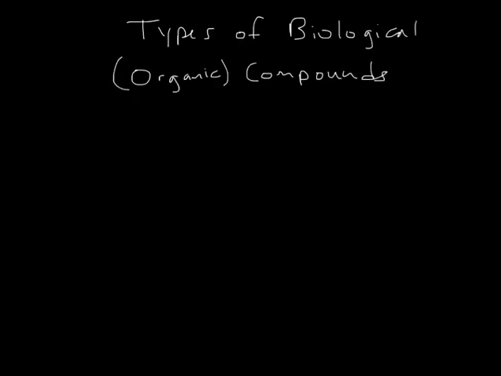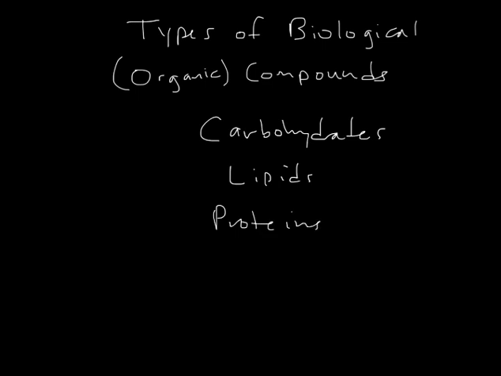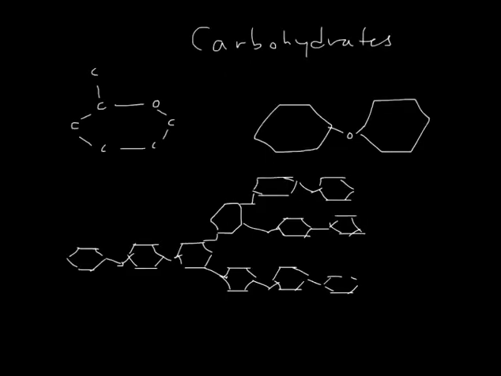Some examples of types of biological or organic compounds are carbohydrates, lipids, proteins, and nucleic acids. Some are part of the things that we eat for energy, others build structure of our bodies, and some have multiple purposes. Carbohydrates such as monosaccharides, disaccharides, and polysaccharides include examples such as glucose, sucrose, and starch.